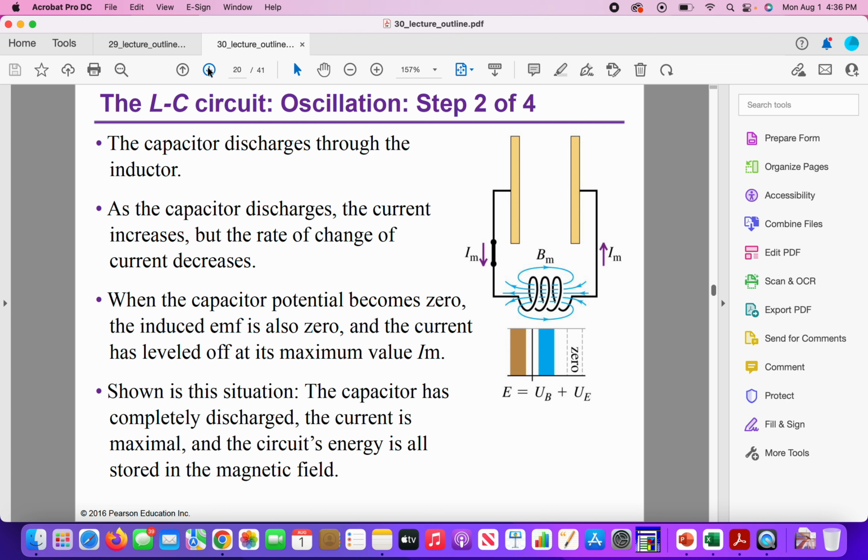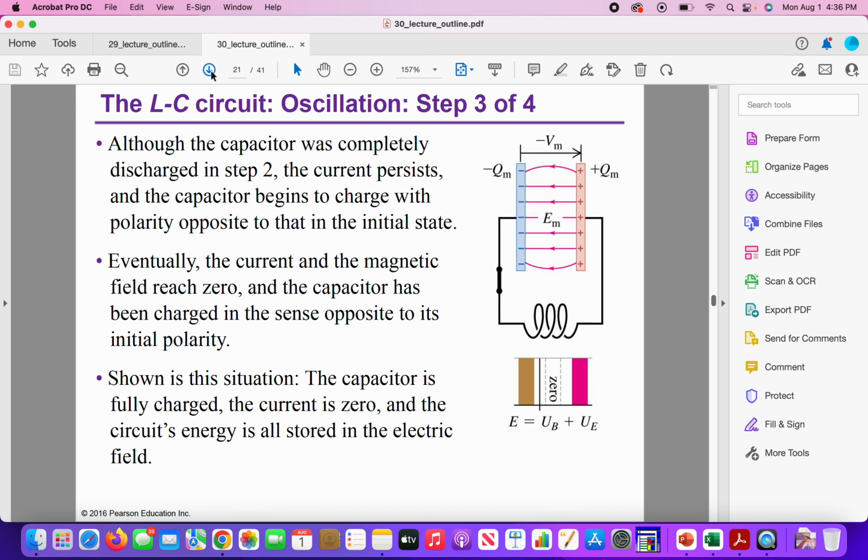Then the capacitor starts discharging through the inductor, and as the capacitor discharges, the current increases, but the rate of change of current decreases, till the potential difference across the capacitor is 0 and the induced EMF is also 0. The current has leveled at a maximum value, we call it IM. Now the capacitor has completely discharged and the current is maximal, and the circuit's energy is all in the magnetic field, which means it is in the inductance.